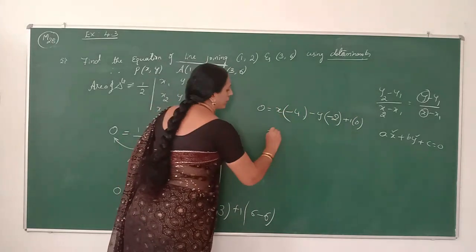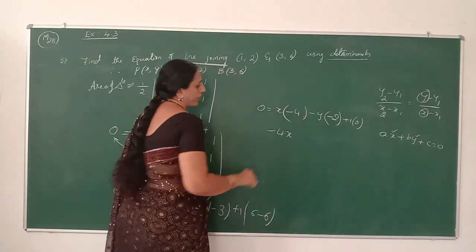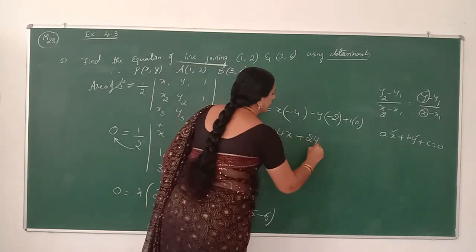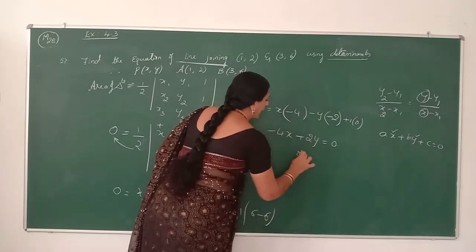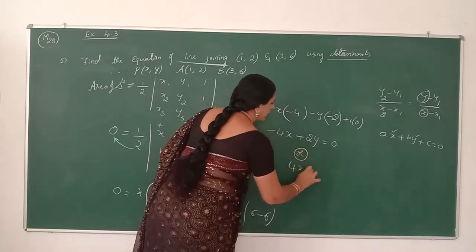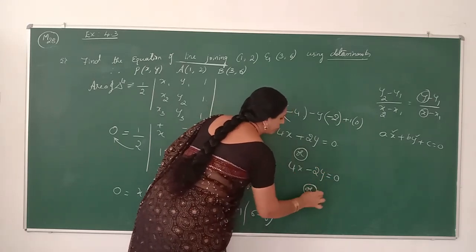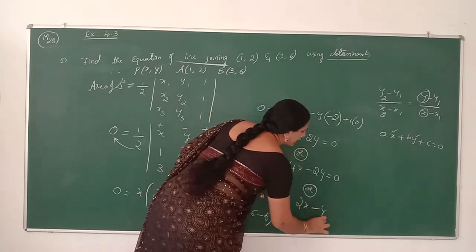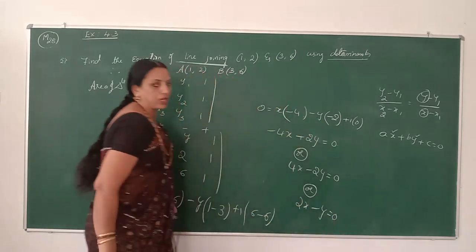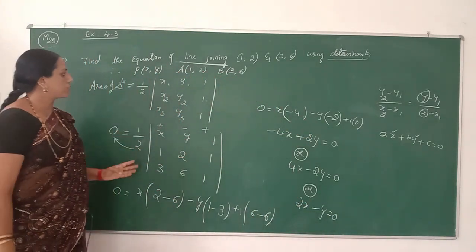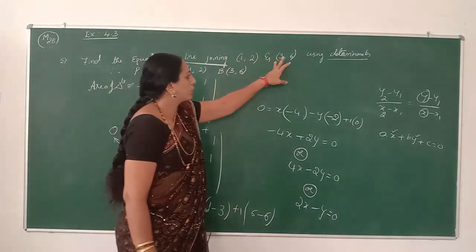Therefore, it can also be written as minus 4x plus 2y is equal to 0. Otherwise, 4x minus 2y is equal to 0. Otherwise, it can also be written as 2x minus y is equal to 0. Now this will be the equation of the line joining the 2 given points.